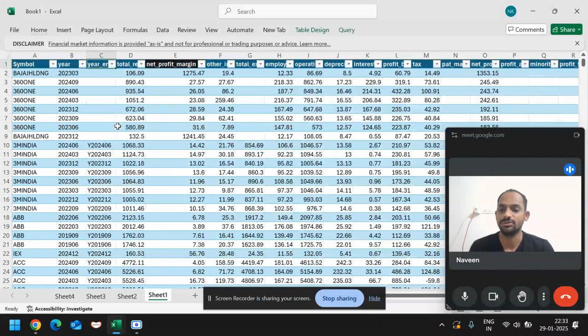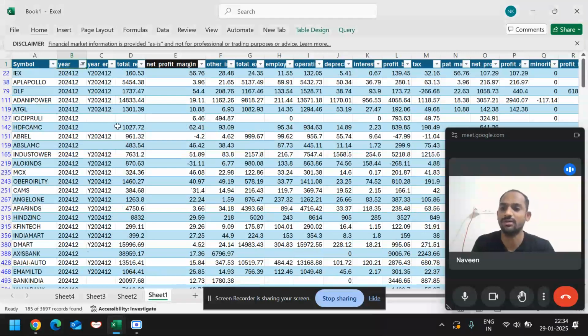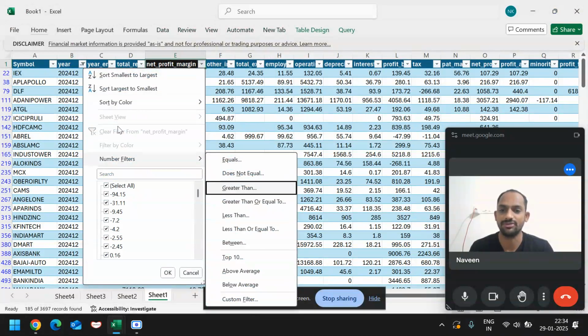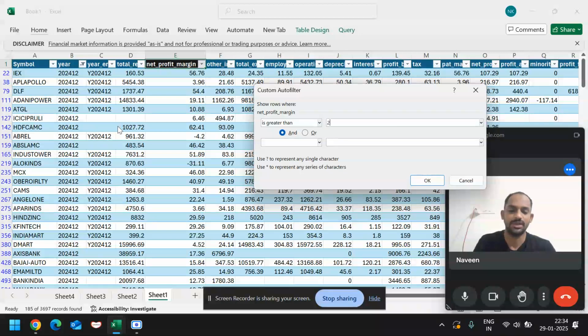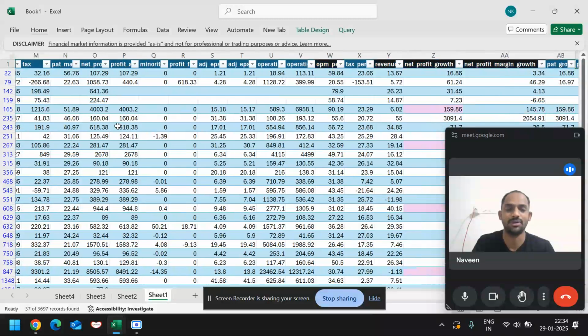So first and foremost, I have all the data of the latest quarterly results. I will filter the date, which is 2024 December, and net profit margin. I will select a minimum of 20% net profit margin. Which means for every 100 rupees of sales, the company is making at least 20 rupees in profit.